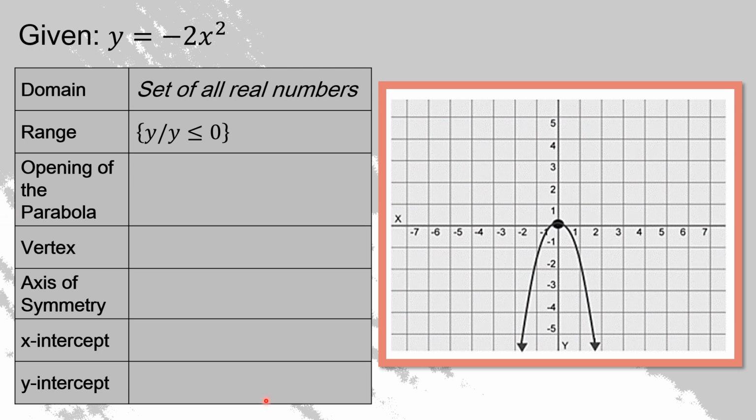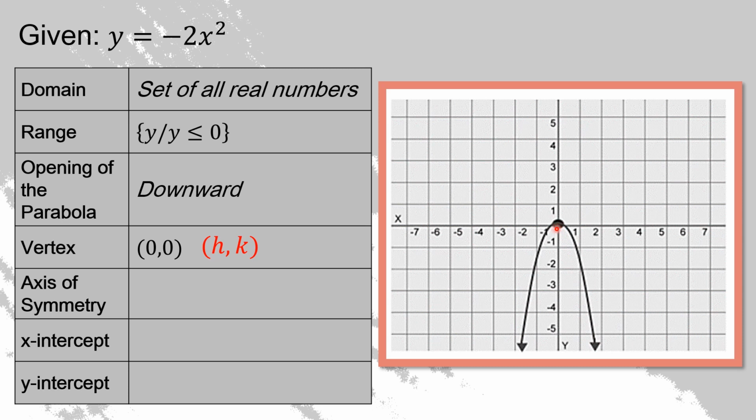Next, the opening of the parabola is downward, since pataob yung ating parabola, and then the vertex has the formula of (h, k). Since wala tayong h at k dito sa ating formula, therefore the vertex is (0, 0). And then dito sa ating parabola or sa graph natin, makikita natin na ang vertex ay nag-lie sa mismong origin.